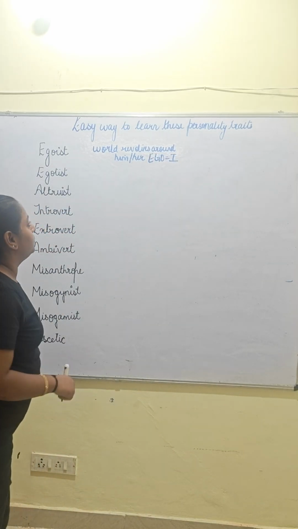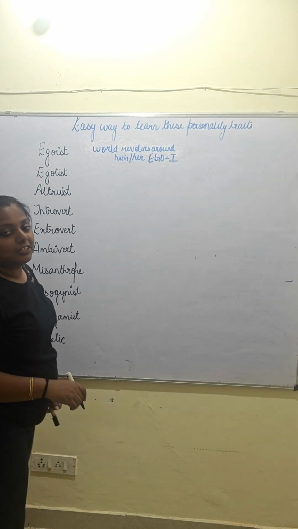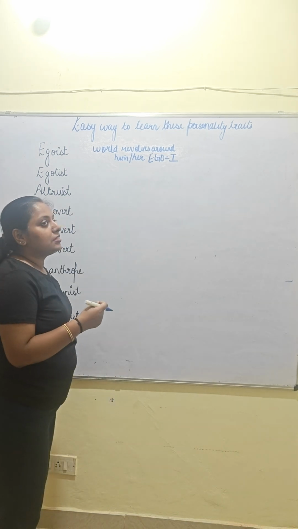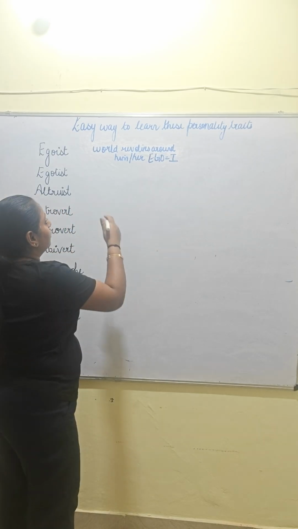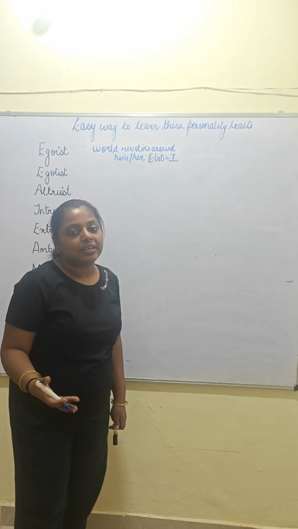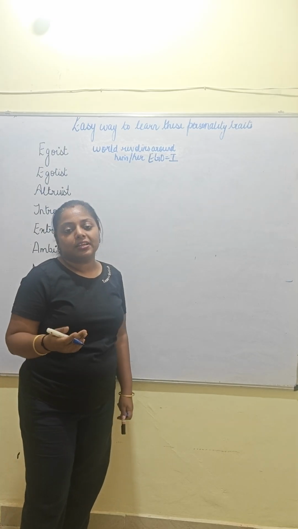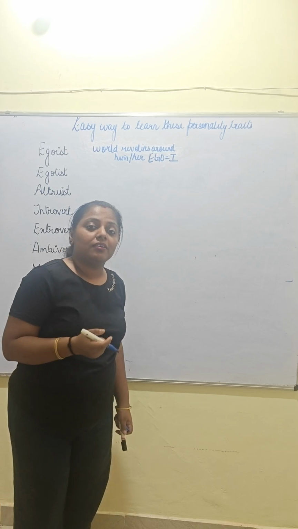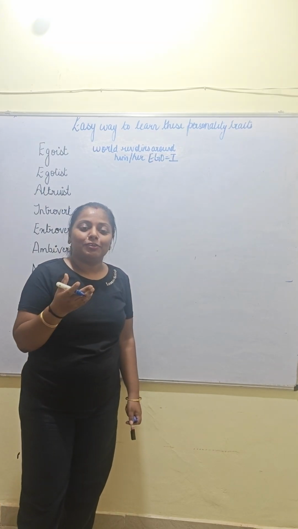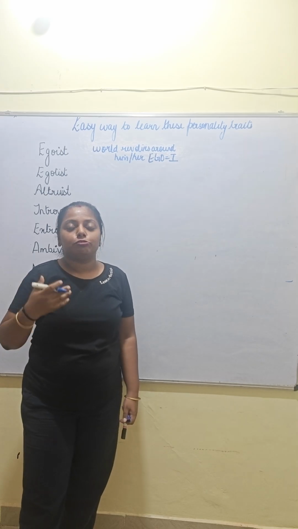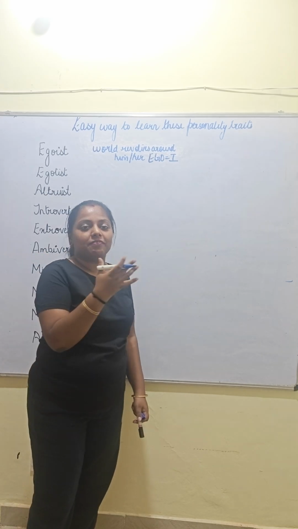Moving to the second word, egotist. Now what is an egotist? An egotist is a person who always likes to talk about his success. He will always say that you should take suggestions from me. Do you know how much money I am making? You should be practical. You should ask me, you should take my suggestions because I have achieved this, I have achieved that.